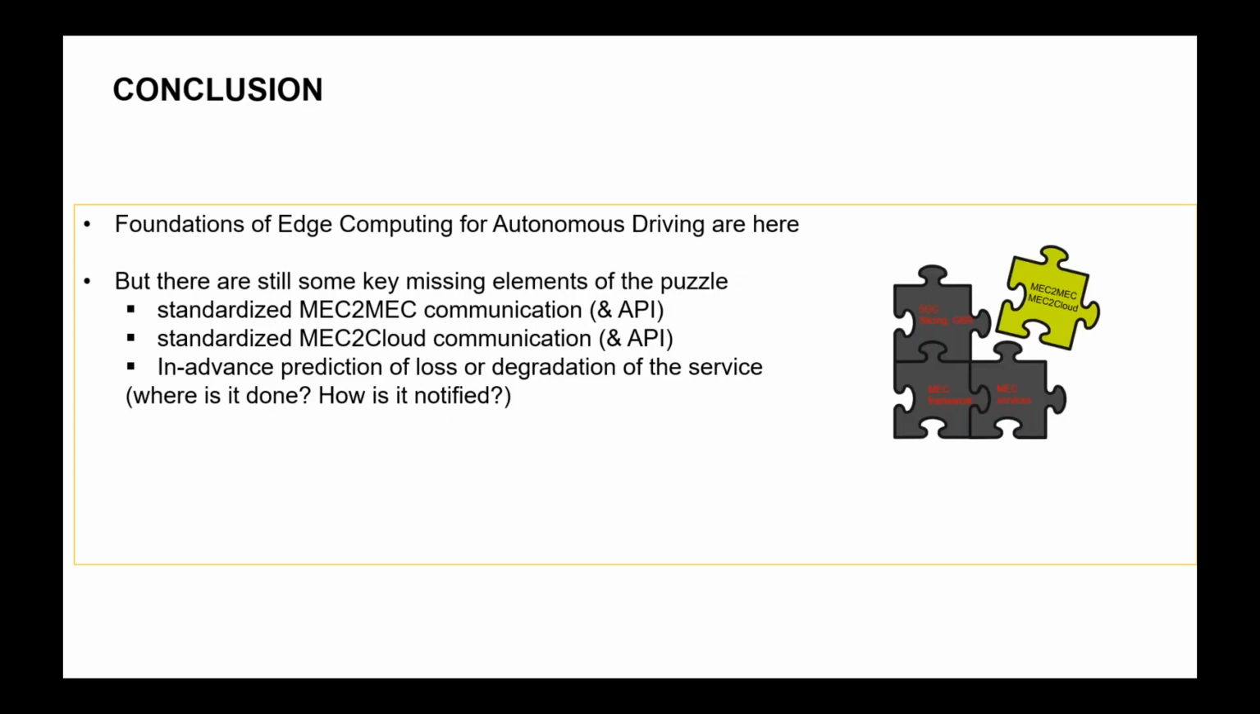So to conclude, I would say that the foundations of edge computing for autonomous driving are here, thanks to the new features of 5G, thanks to the ETSI MEC framework, but there is still work in progress to standardize the MEC-to-MEC communication and to offer some clean and clear API. Similarly, there's still some effort to be done to standardize the tunnel for MEC-to-cloud and cloud-to-MEC communication API. And the in-advance prediction now needs to clearly specify where it is done, how it is notified, and what the APIs are.